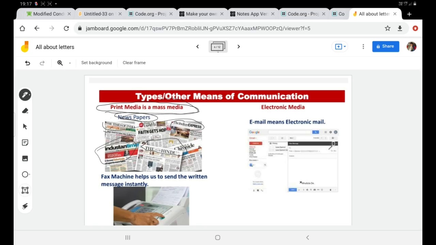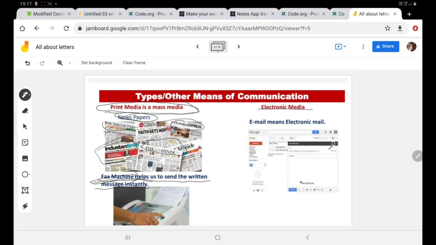Now, the fax machine. If you know the fax machine, good. The fax machine helps us send a written message instantly. With letters it takes 3-4 days to process, but the fax machine sends our written messages instantly. Instantly means very fast.